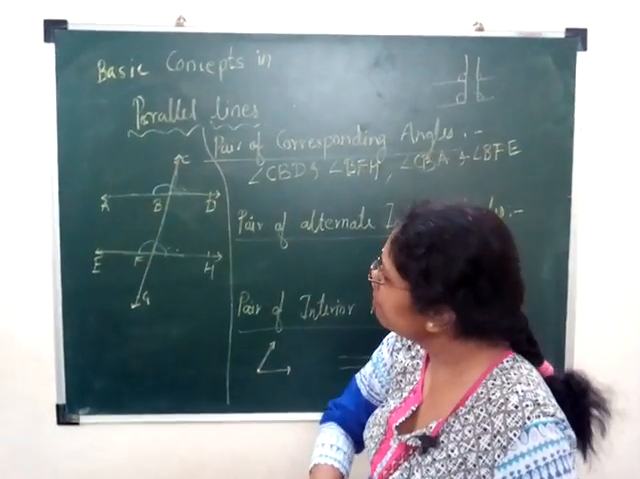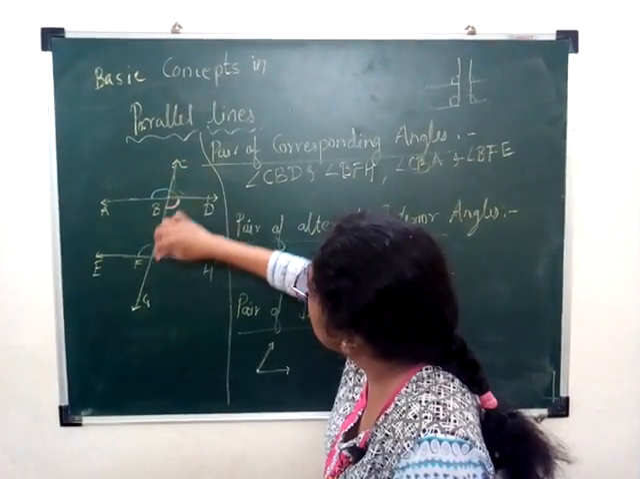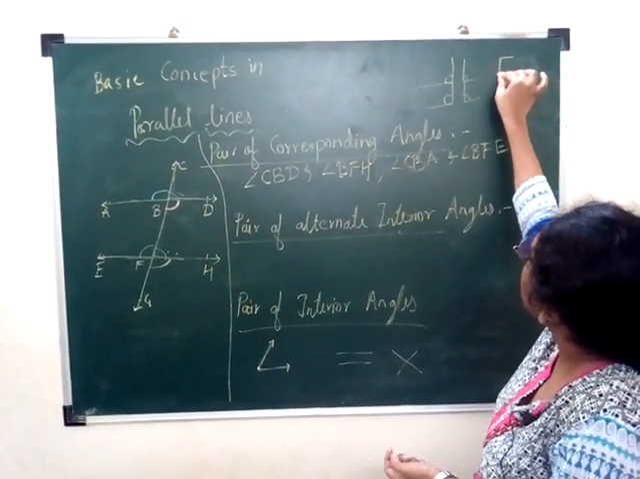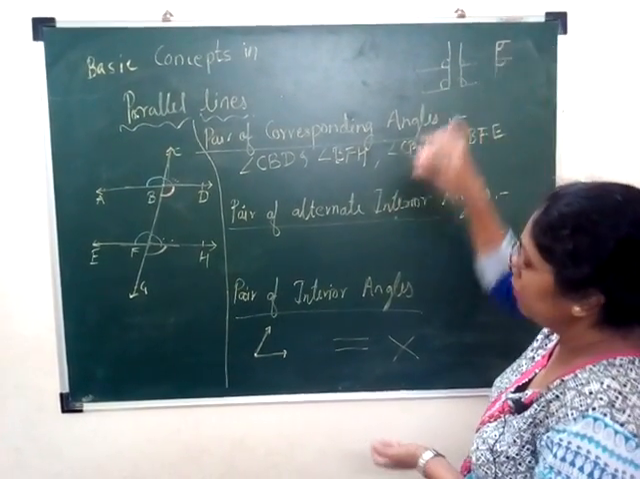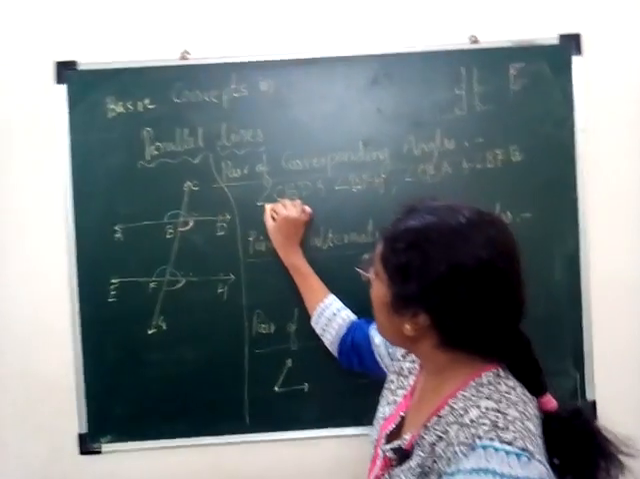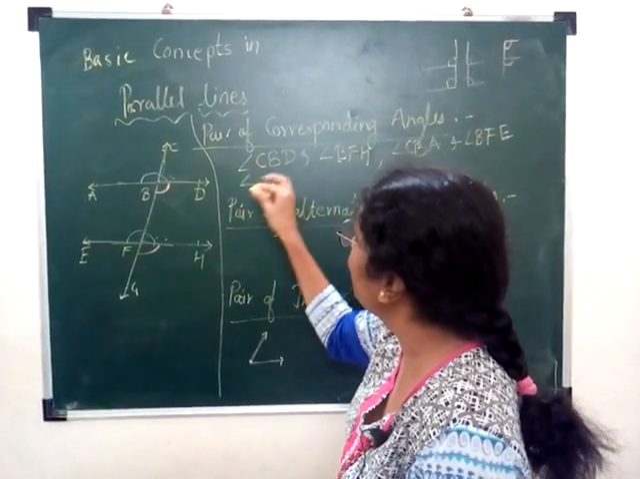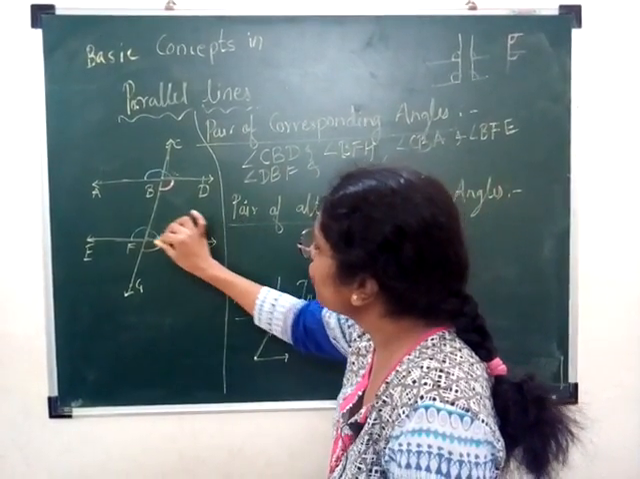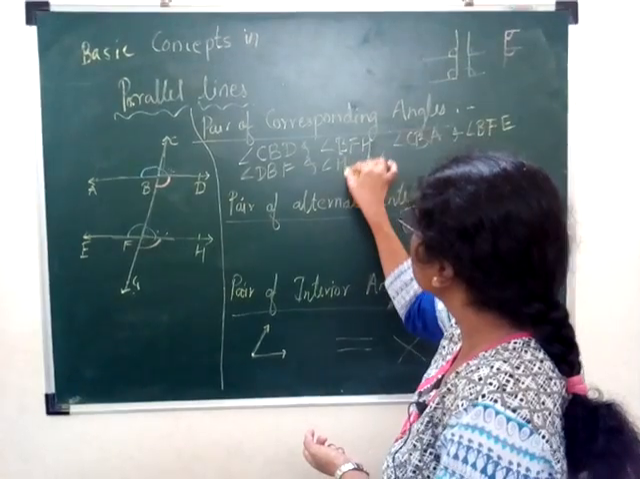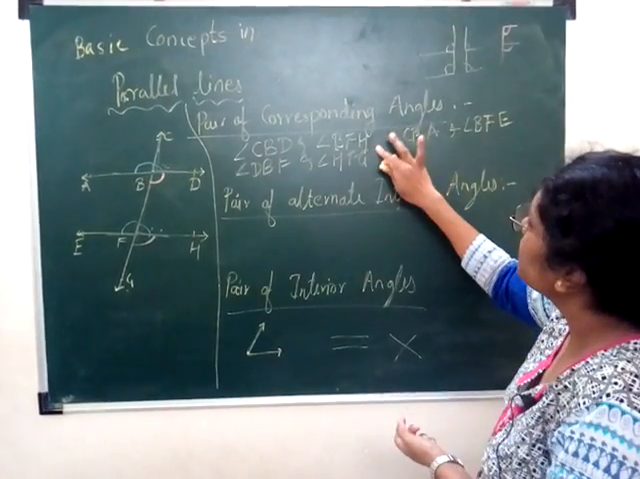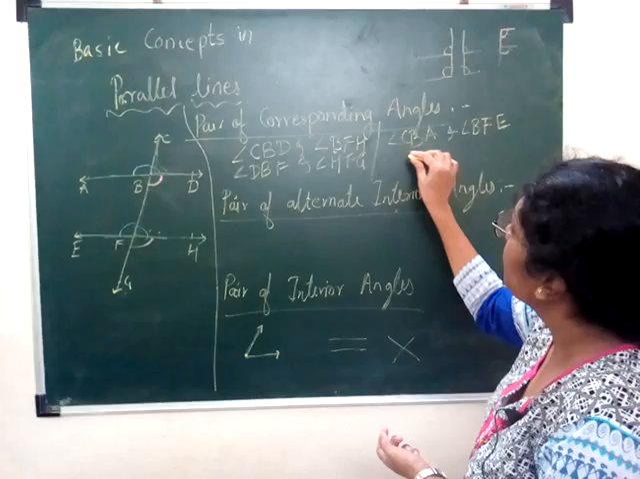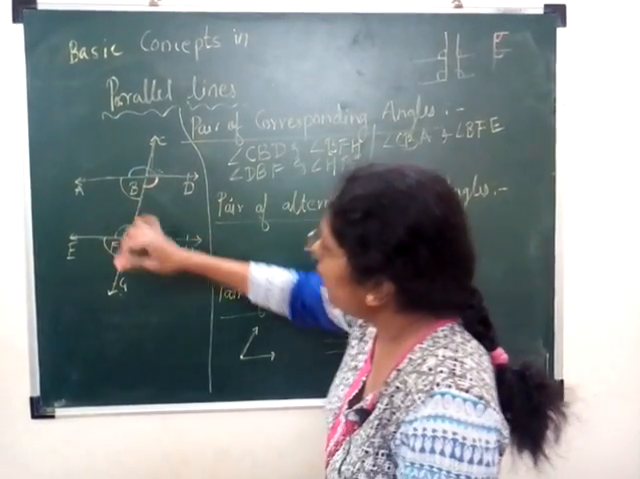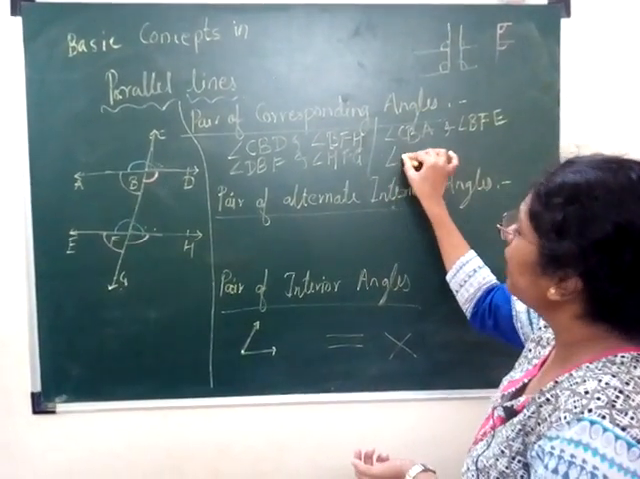Here, this one and this one. So how will it be forming? This one and this one. Now see the names: angle DBF and angle HFG. Then another pair again downside, this one and this one. That is angle ABF.